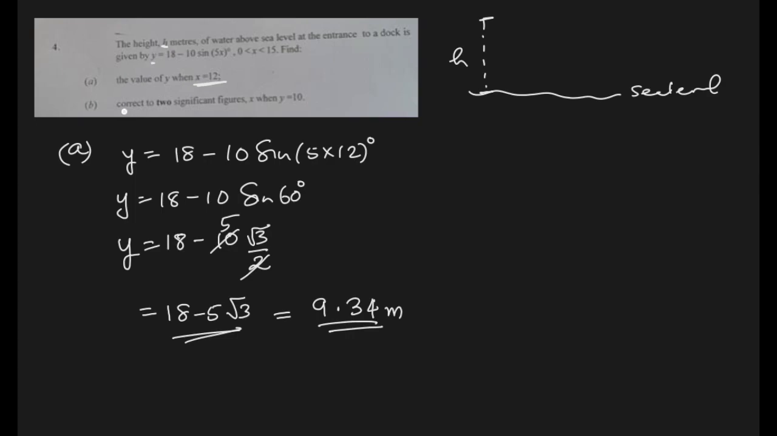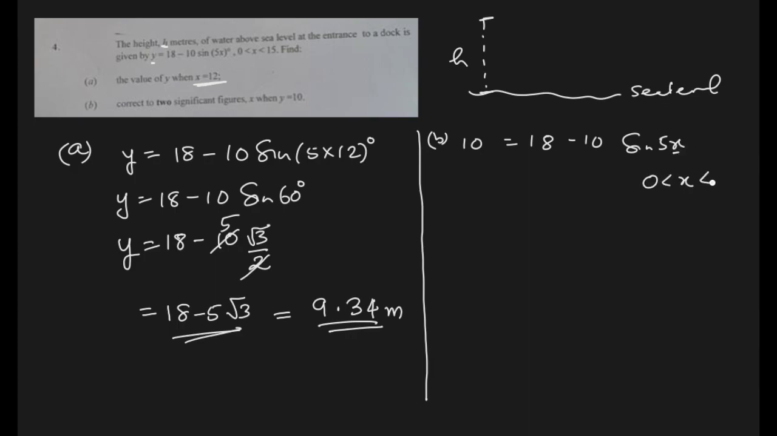Okay, correct to two significant figures. x when y is 10. So we have to find x when y is 10. This is B part. 18 minus 10 sine 5x. Okay, so we have to find x, but the value of x has to be between 0 and 15. Just keep in mind. Okay, so first let's take this. Mostly what happens to the students, they subtract 18 minus 10, 8. No, don't do that. 10 is multiplying with sine, so we can't do that. This 18 has to come here.